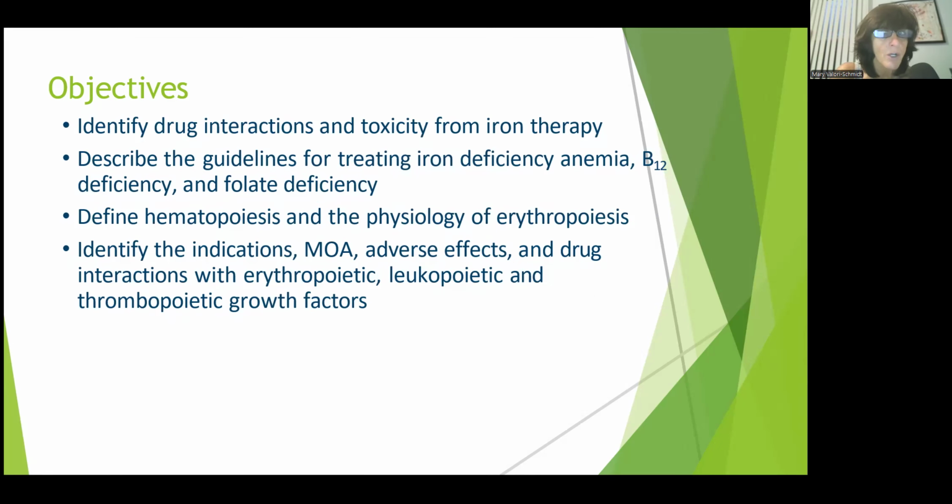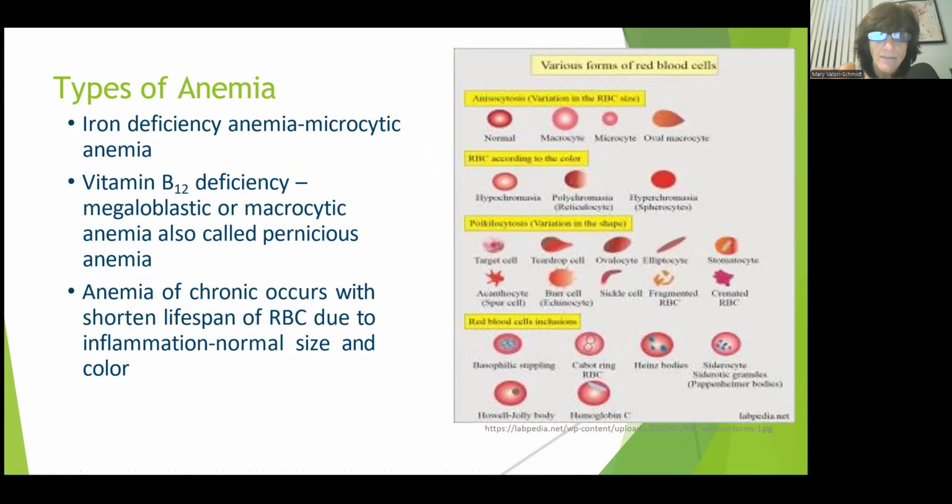We're going to identify the drug interactions and toxicity that can occur with iron therapy, the guidelines for treating iron deficiency anemia, B12 deficiency, and folate. We're going to explain hematopoiesis and the physiology of it. We're going to identify the indications, major events and adverse effects and drug interactions with erythropoietic, leukopoietic, and thrombopoietic growth factors. In other words, medications that we can give to stimulate the production of red blood cells, white blood cells, and thrombocytes or platelets. So here are the different types of anemia.